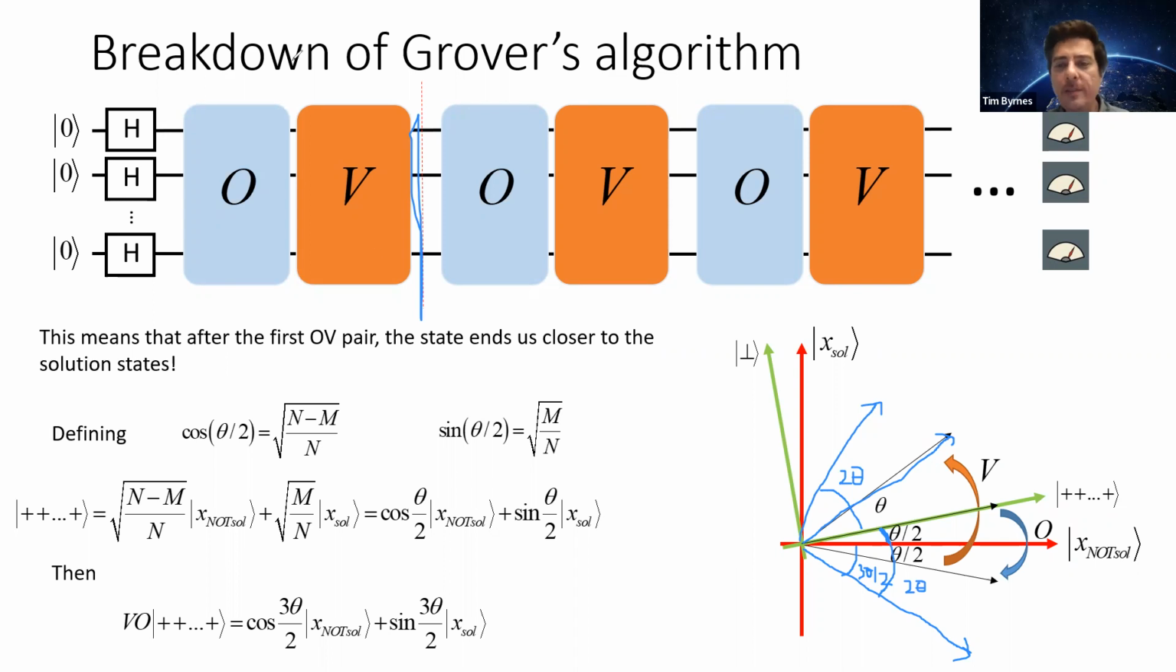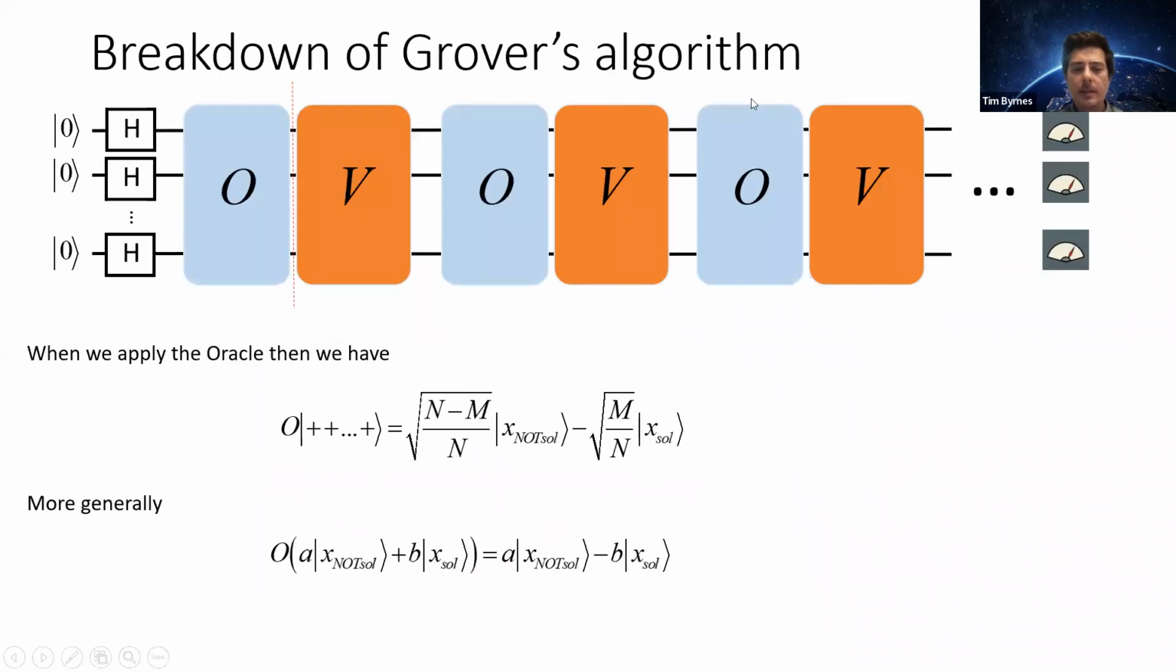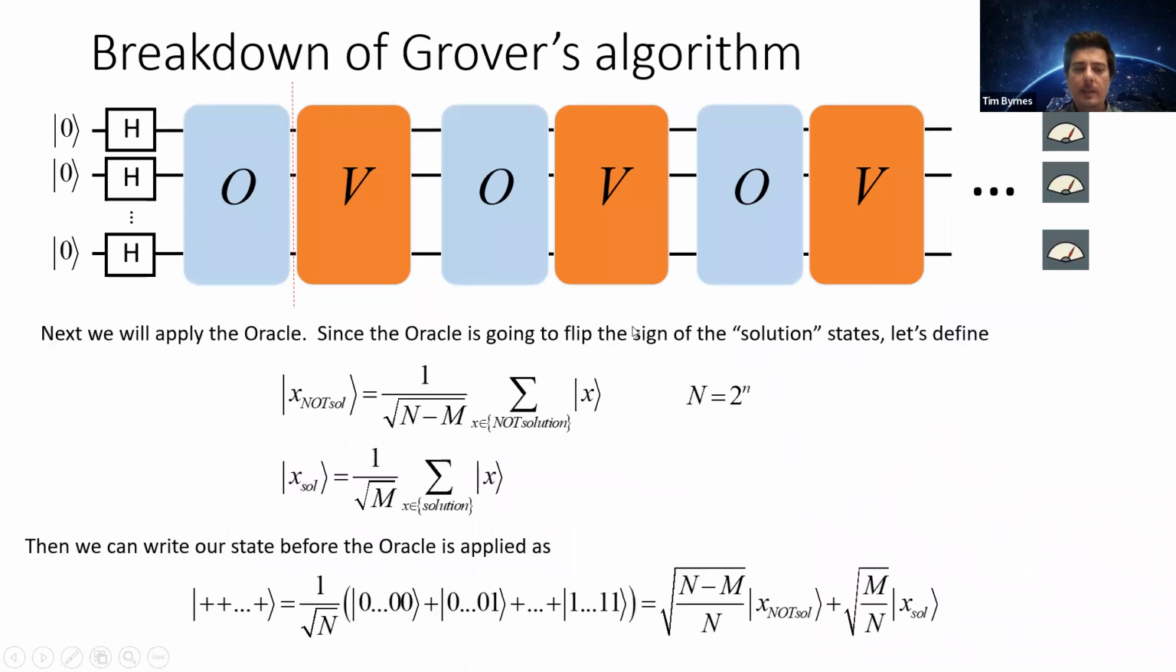Okay, well, stop me if anything is confusing. So mathematically, this is how we derive it. Remember these factors of square root of n minus m over n and square root of m over n, that appeared, I think, when we first wrote the plus state here. So remember the plus state, we wrote it with these factors here.